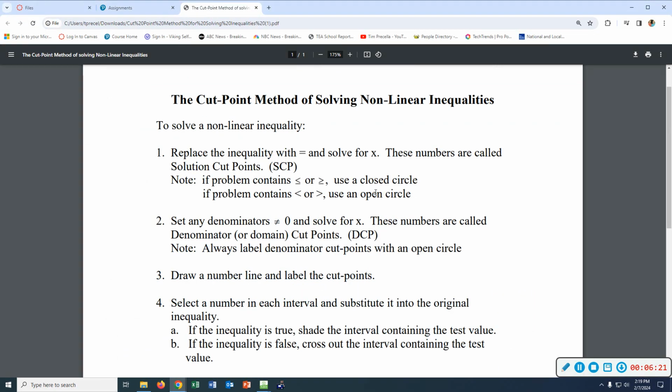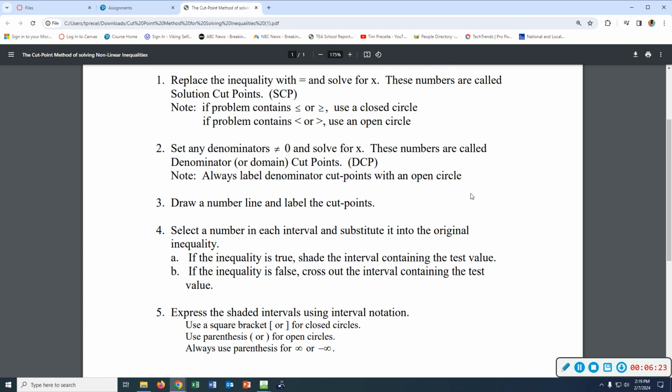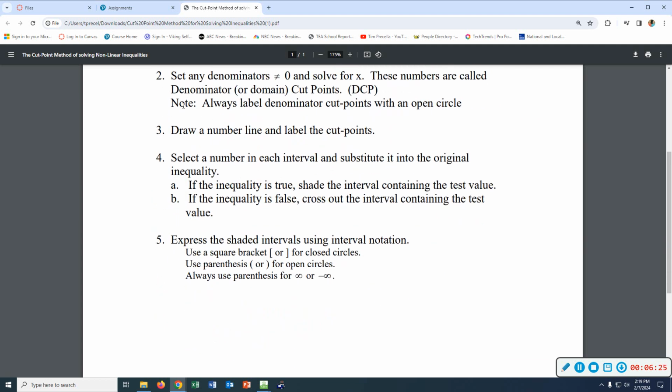There. If you look at the last step here, step 3, you're drawing a number line and labeling the cut points. Step 4 tells you how to shade. Step 5, at that point, you have a number line with open and closed circles and shaded. Step 5 is reviewing interval notation. Use a square bracket for closed circles. Use parentheses for open. Always use parentheses for infinity or negative infinity.